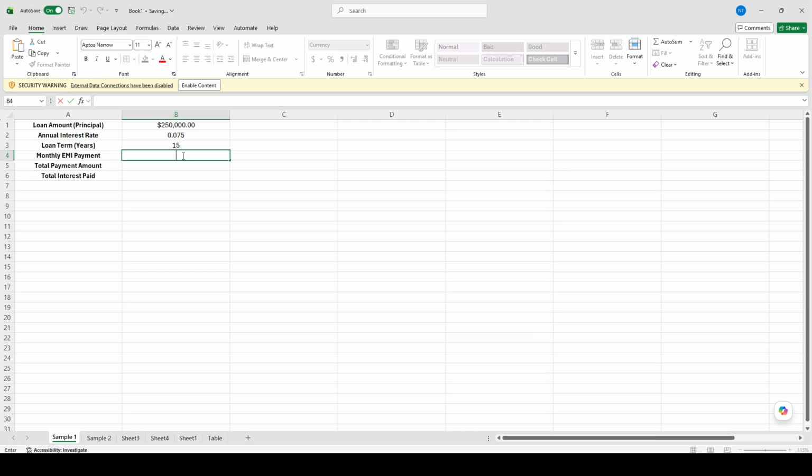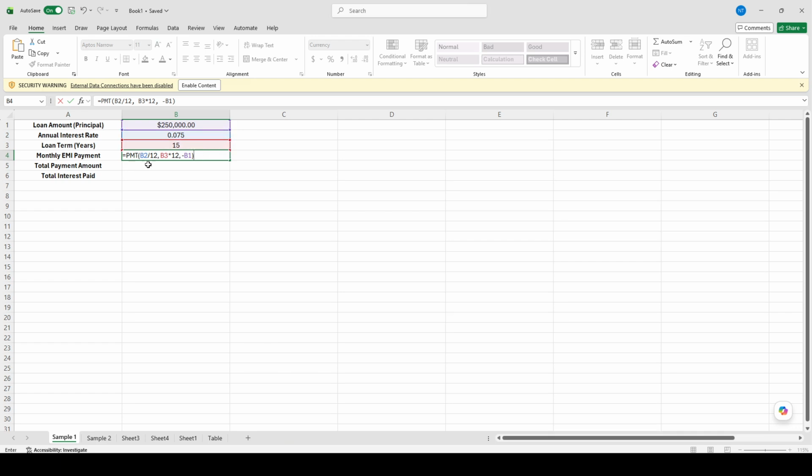With cell B4 selected, go to the formula bar and type the following formula: equals PMT, open bracket B2 divided by 12, comma B3 multiplied by 12, comma minus B1, close bracket. The full formula is equal sign PMT, B2/12, B3*12, minus B1.